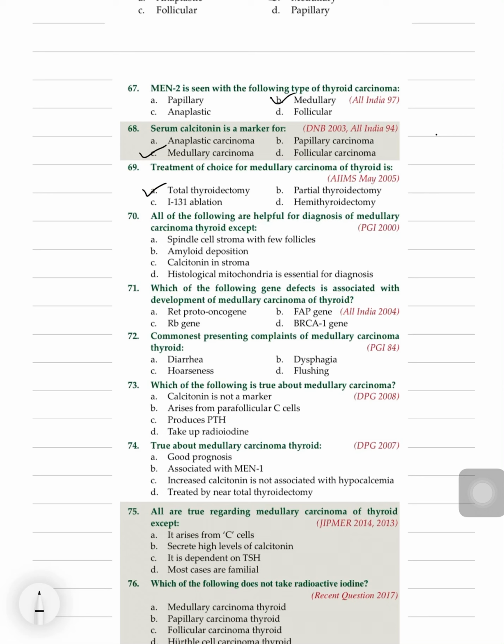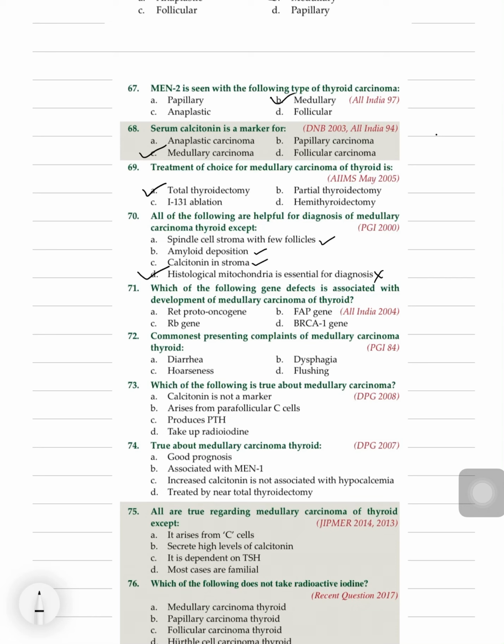All of the following are helpful for diagnosis of medullary carcinoma thyroid, except: spindle cell stroma with few follicles, yes. Amyloid deposition, yes. Calcitonin in stroma, yes. Histological mitosis is essential for the diagnosis, no. It is always only amyloid stroma and the parafollicular C cells. Mitosis is more commonly seen in parathyroid adenomas.